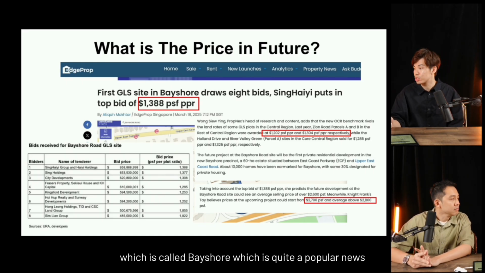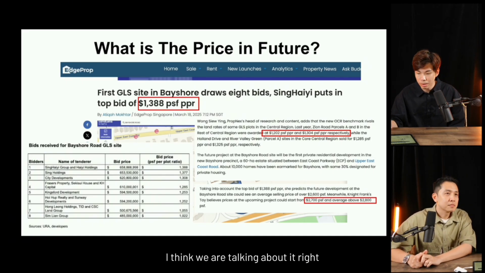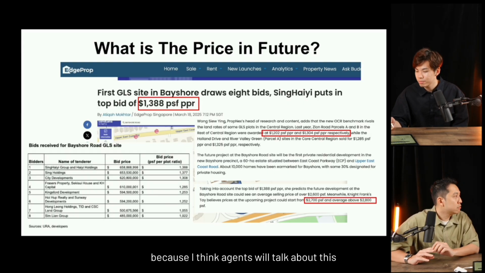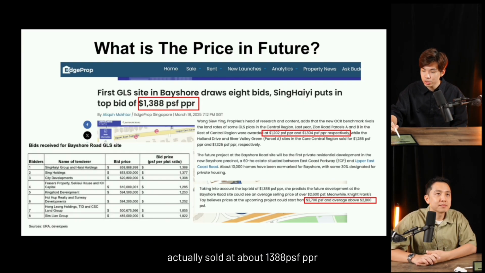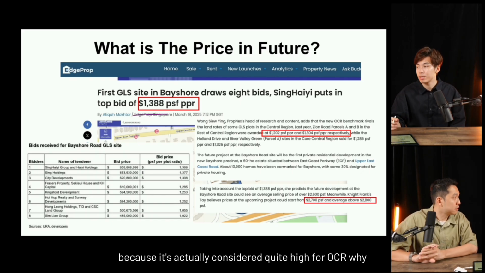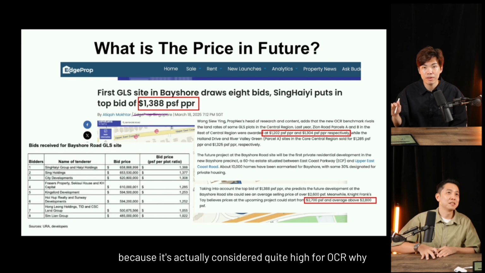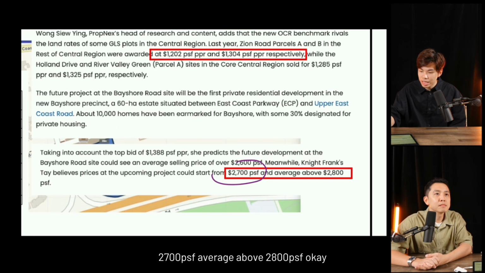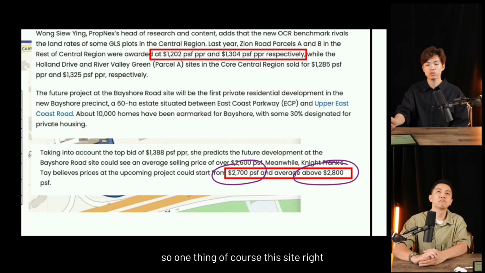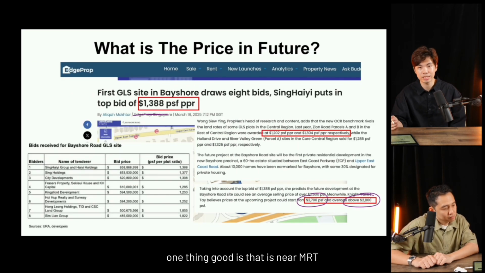I will give you an example of news that came out back then. It's called Bayshore, which is quite popular news. A lot of people will have heard about it. This Bayshore plot sold at about 1,388 per plot ratio. It's considered quite high for OCR. The analysts say the starting price will start from 2,007, with an average above 2,008. One thing good about this site is that it's near the MRT.